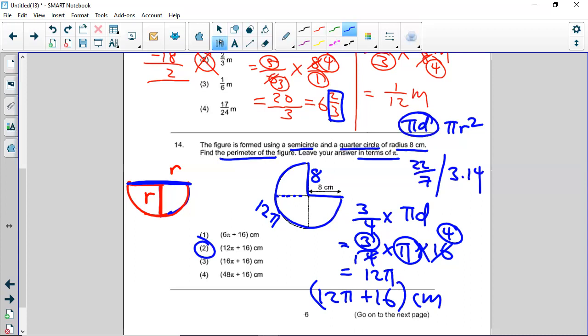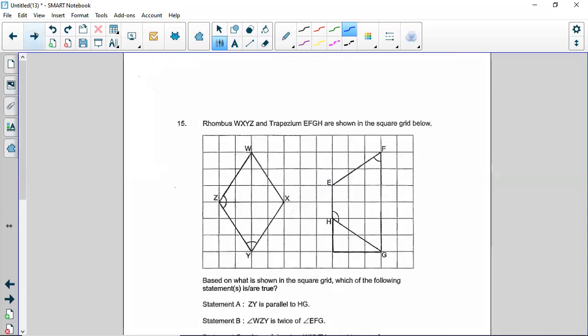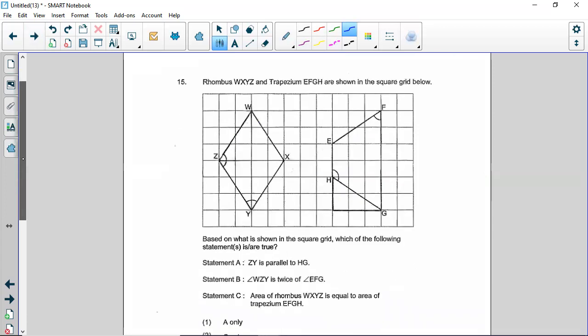Question 15. Okay. Question 15. Okay, now this is quite interesting. Now, based on what is shown in the square grid, which of the following statements are true? ZY is parallel to HG. Look at ZY. Do you think these two lines are parallel? Totally not parallel. They don't look parallel. So statement A, wrong. Okay, I hope you understand why not parallel.